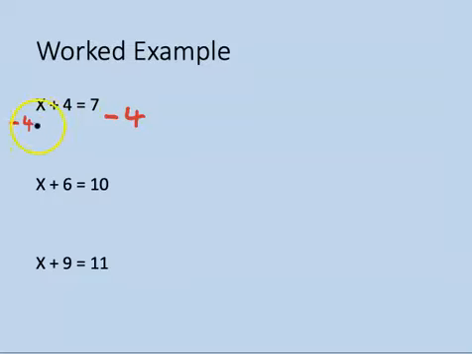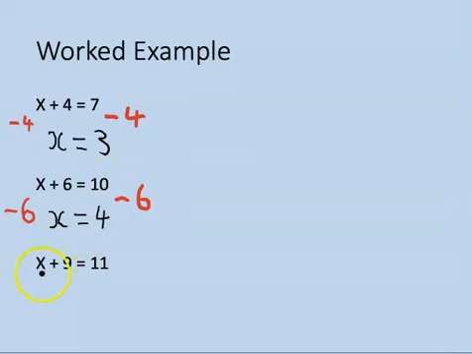If I take away 4 on this side, I just imagine this plus 4 is gone. What am I left with? Just x. If I do 7 take away 4, that gives me 3. I do the same process again for the other two. Instead of adding 6, I take away 6. And I do the same again on the left hand side. On the left hand side, if plus 6 disappears, I'm left with just x. 10 take away 6 is 4.